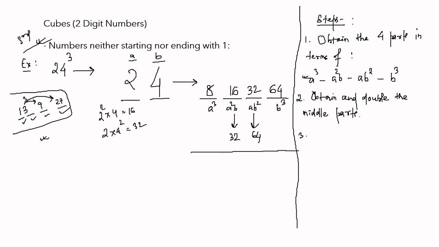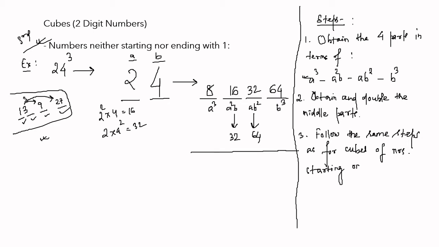Okay, now the path is pretty simple. You already know what to do. So I'll just write in that follow the same steps as for obtaining the cubes of numbers starting or ending with 1. So what we used to do, we used to obtain the rightmost digit, extreme rightmost digit.